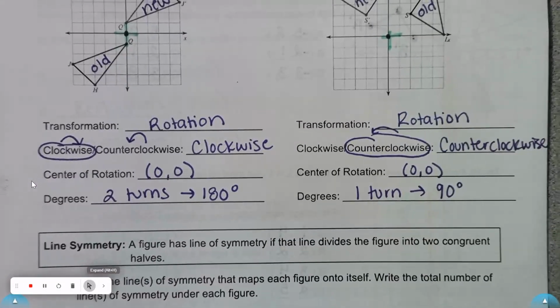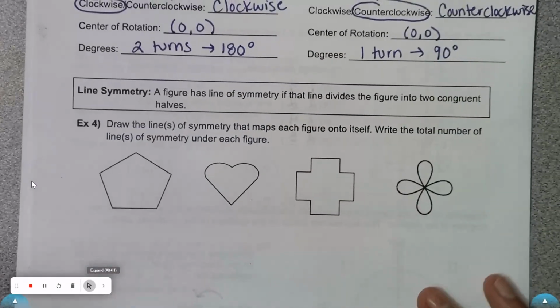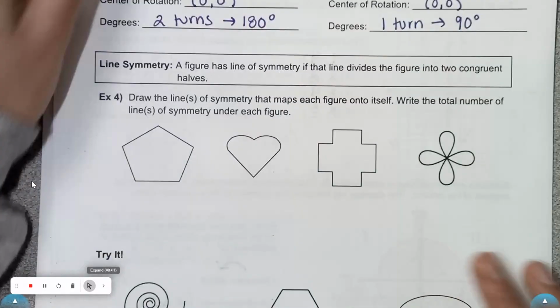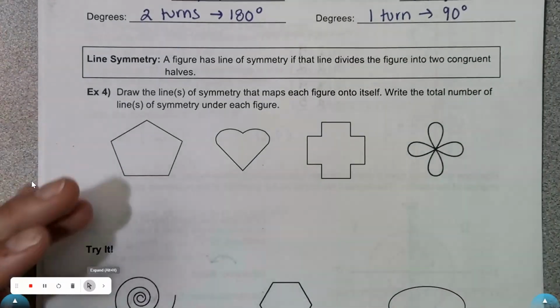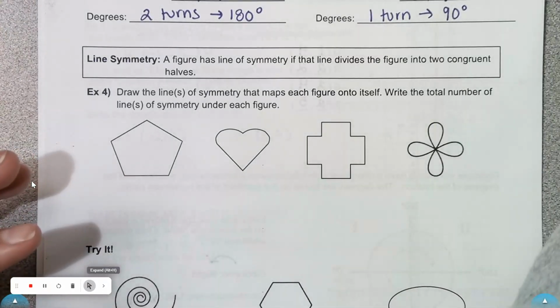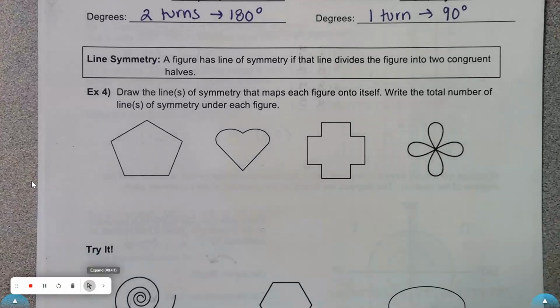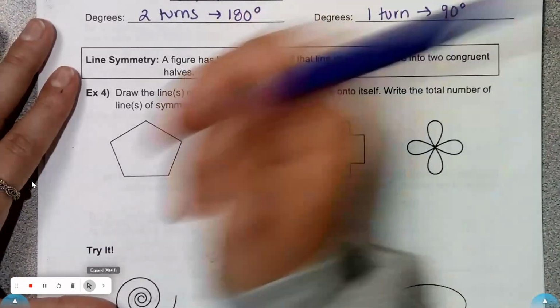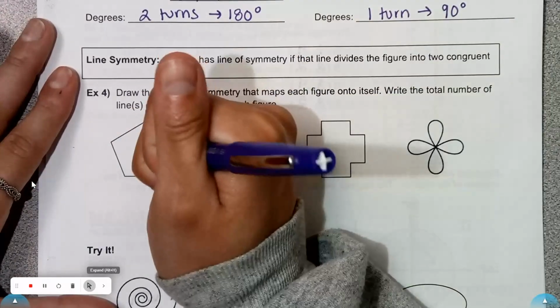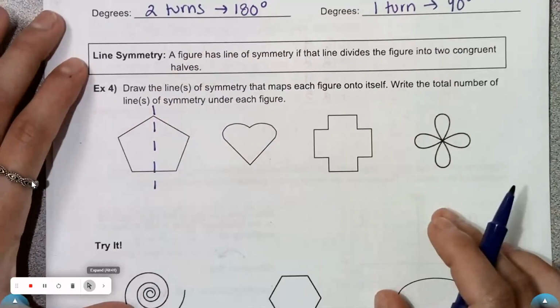All right, the last thing that we're going to talk about today is line symmetry. Line symmetry means that you can divide your shape or your figure into two congruent halves. And so here I have some shapes or some pictures in front of me, and I want to see if any of them have any line symmetry. Okay, so I'm going to go with my pen, and I'm going to start marking. Okay, I know I can draw a line like this. That cuts my shape in half.